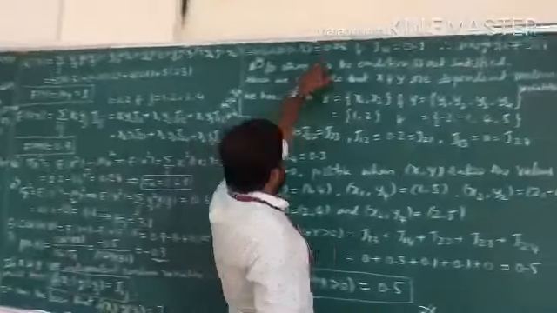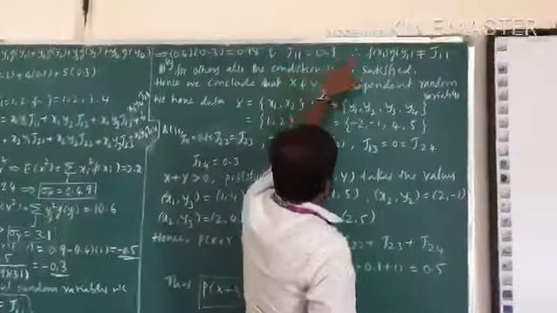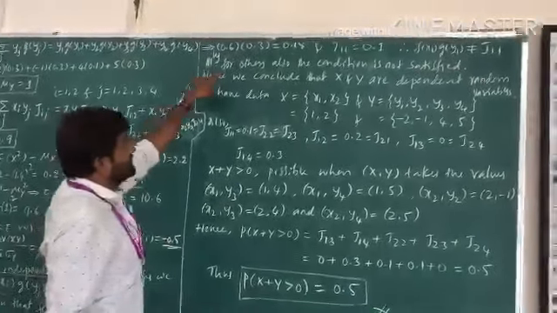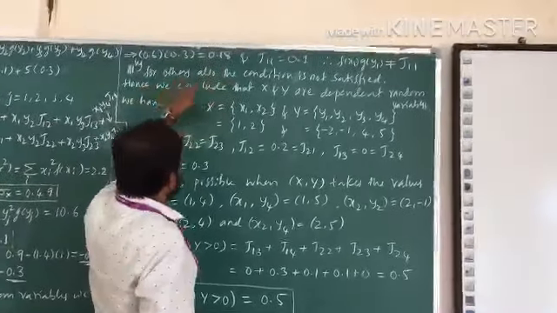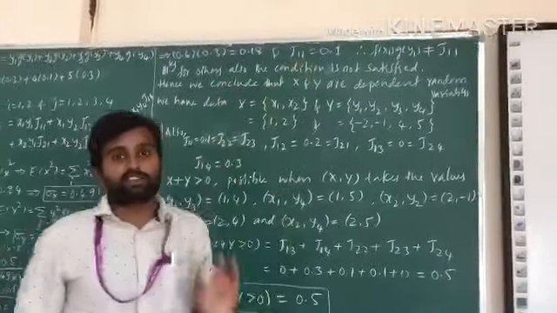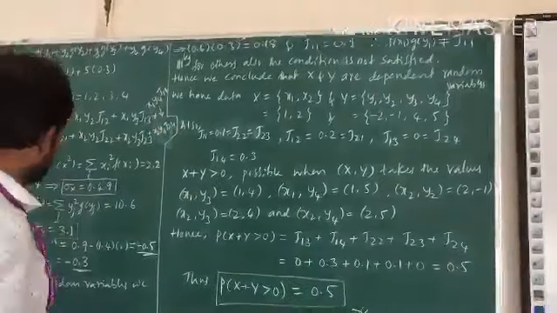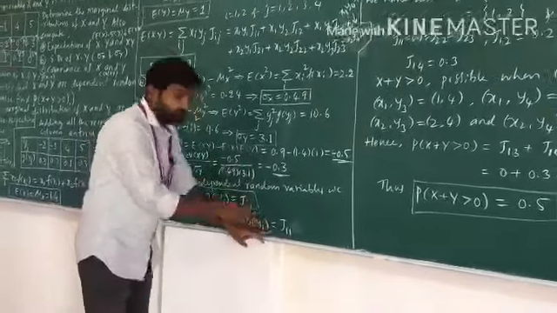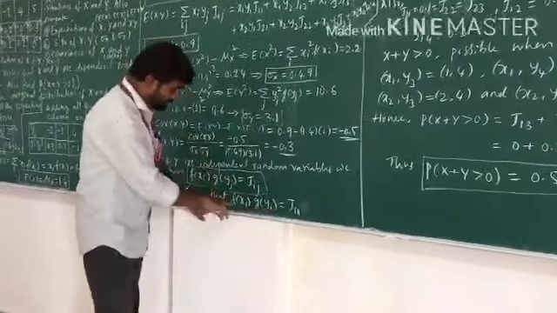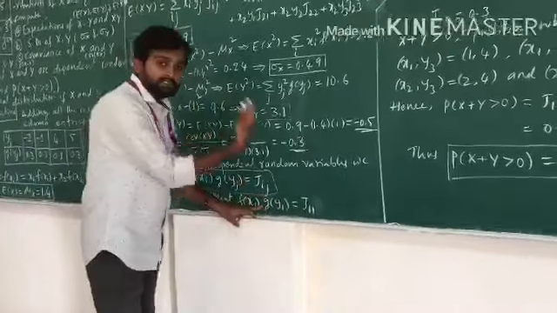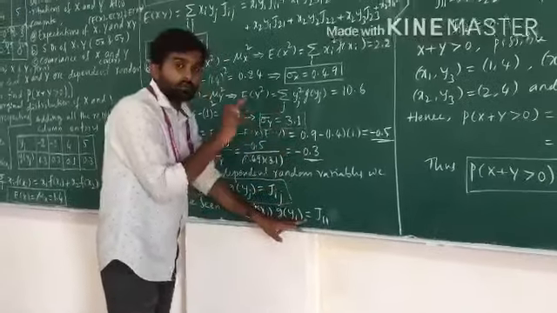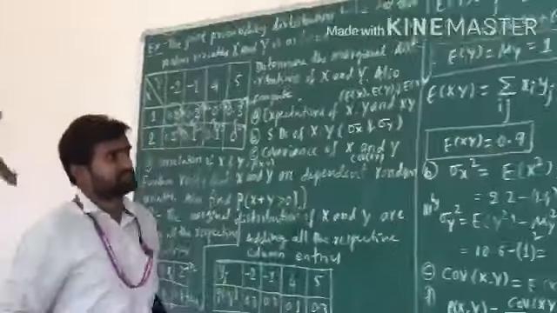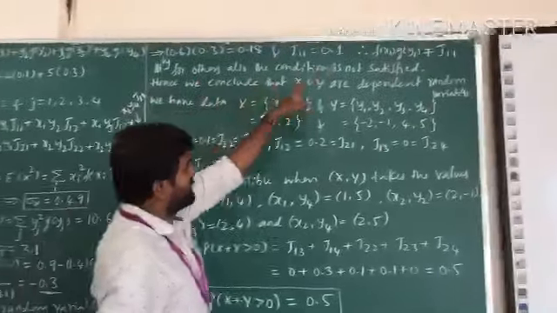So 0.18 is not equal to 0.1. So this expression is not satisfied. Similarly for the others, the condition is not satisfied. We can look at other expressions like this: f of x1 into g of y2 should equal j12. You can check all values, and they do not satisfy.